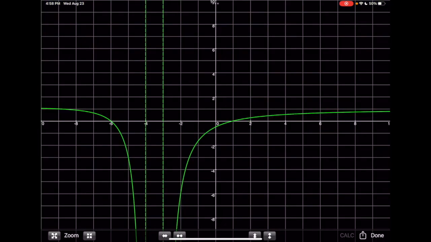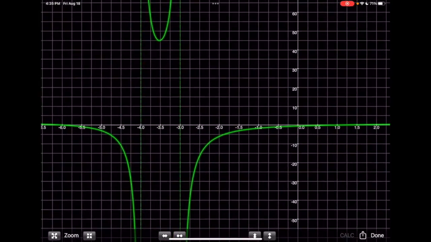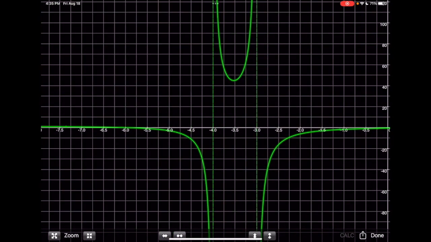So we hit the graph button. I'm in the zoom standard here, and now I can see that it looks like we have two vertical asymptotes, one at negative 4 and one at negative 3. So it looks like those are vertical asymptotes rather than holes. Let's zoom in on this a little bit to see some different aspects of it. We can see those asymptotes a little bit better.